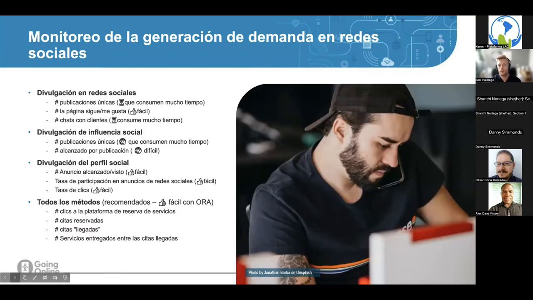A very important component of social media demand generation is monitoring your outputs and your outcomes. This has been a very challenging area for HIV programs globally, but there are many solutions available that can help you simplify how you measure impact to understand your results and use that data to improve your approaches.